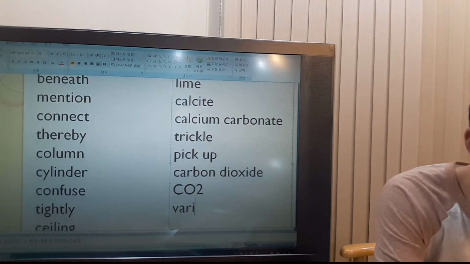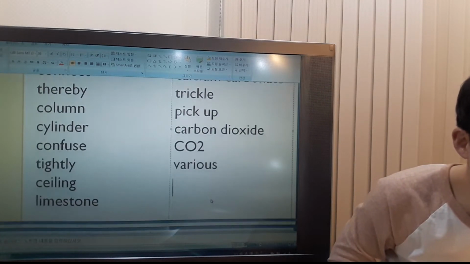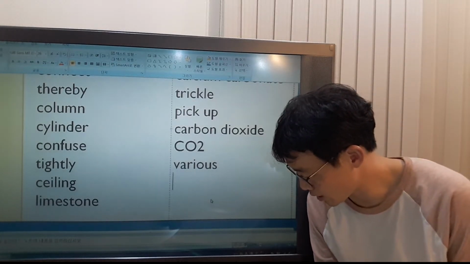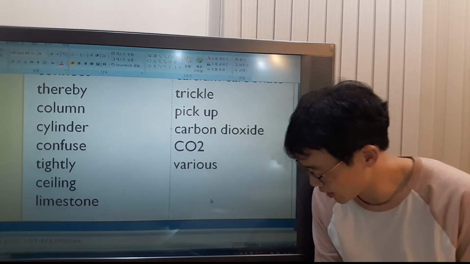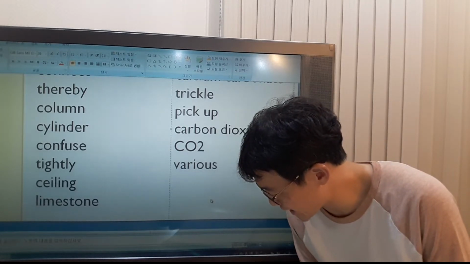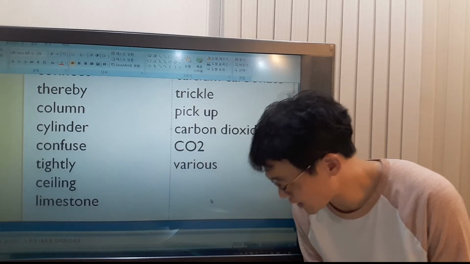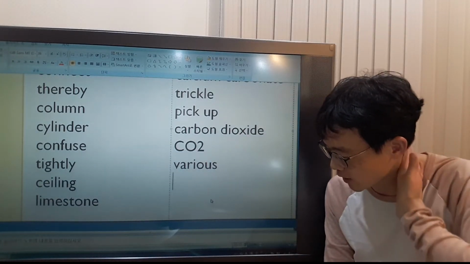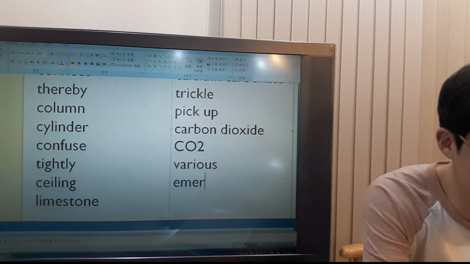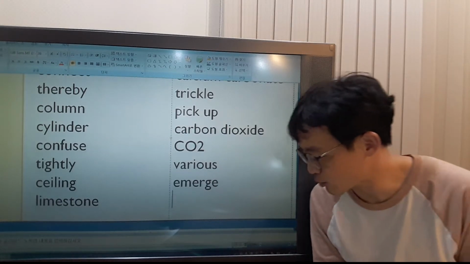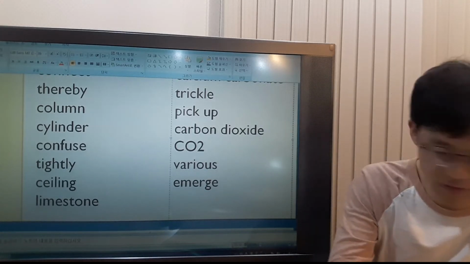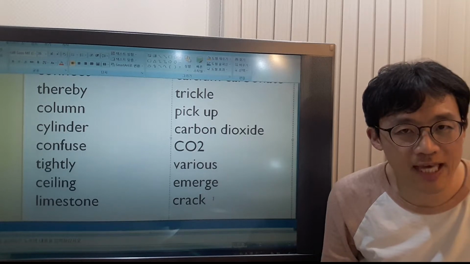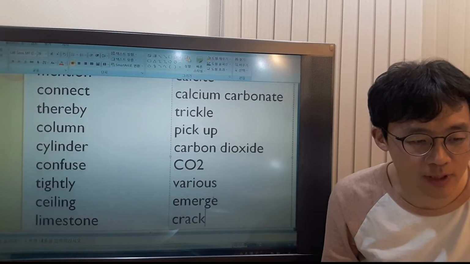What's various? Various means there are several different things in a kind, okay? Then it forms something called calcium bicarbonate. Later, the water emerges from the cracks in the cave's roof. What does emerge mean? Emerge means to come out, from the cracks in the cave's roof. What's a crack? A crack is a very narrow gap in things, okay?